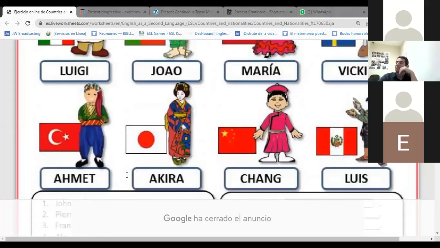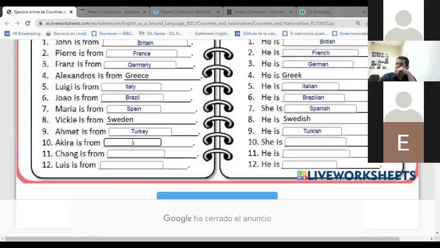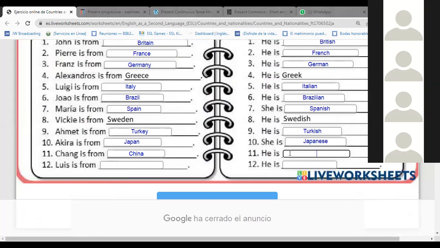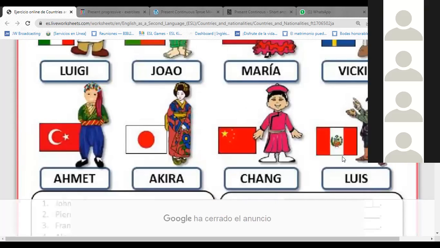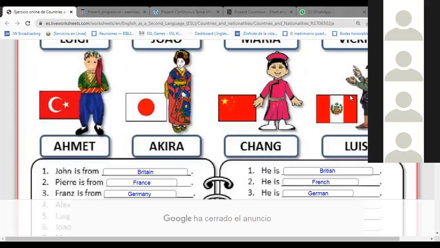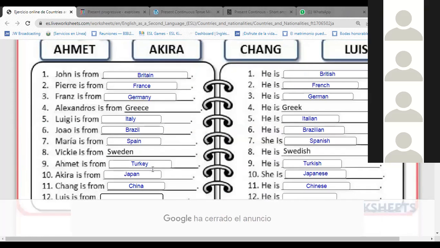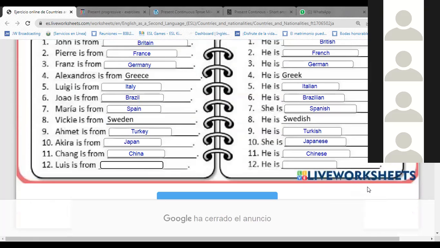Akira. Akira is from Japan. So she is Japanese. Chang is from China. Chang is from China. So he is Chinese. And Luis is from, where is he from? Peru. Okay. So he's Peruvian.